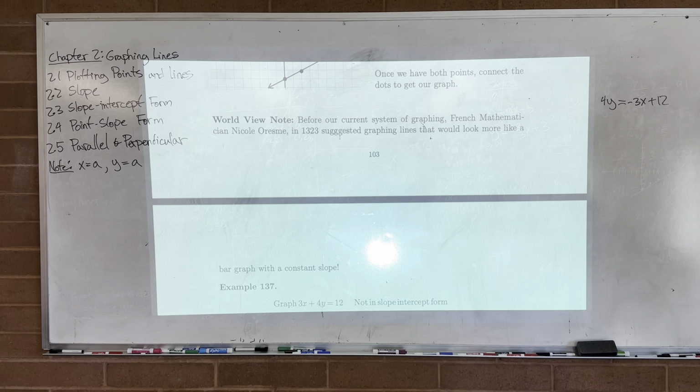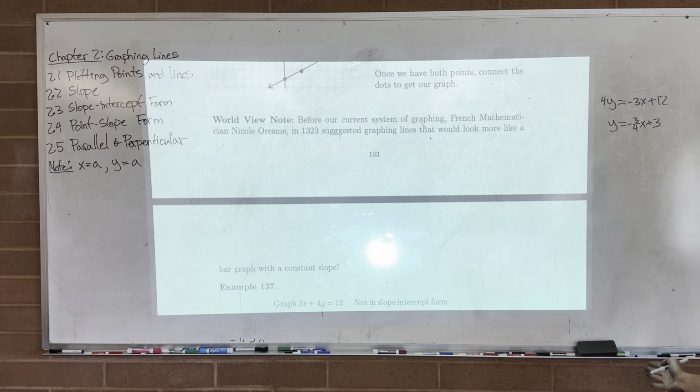4y is equal to negative 3x plus 12, because I moved the 3x to the other side, right? Subtract 3x from both sides. Okay, now what? Divide everything by 4. So 4y divided by 4 is? Y. Good job. Negative 3x divided by 4 is? Negative 3/4 x. 12 divided by 4 is? 3. So we just divide everything by 4.